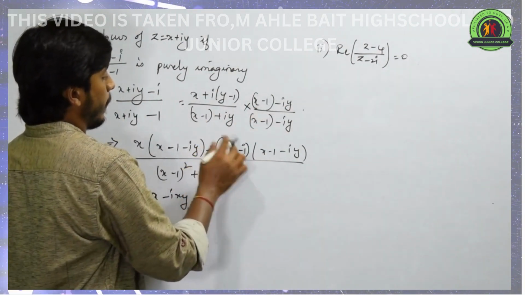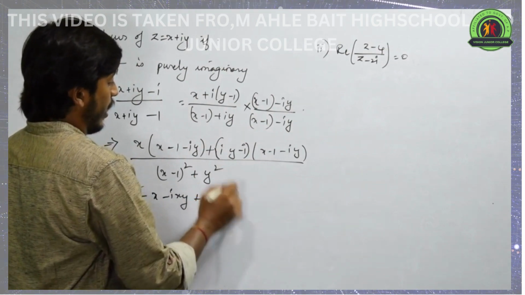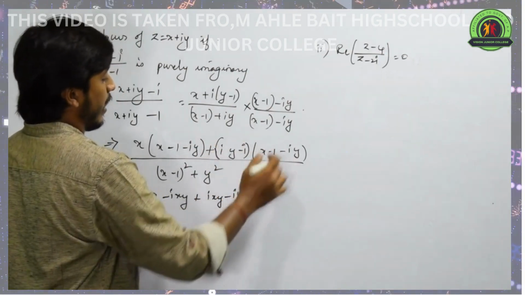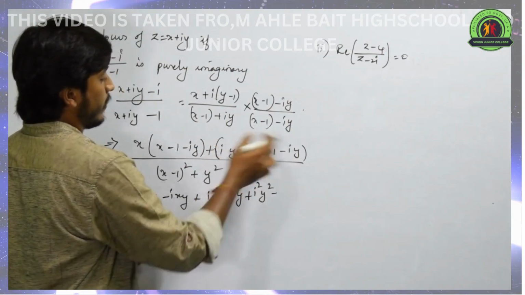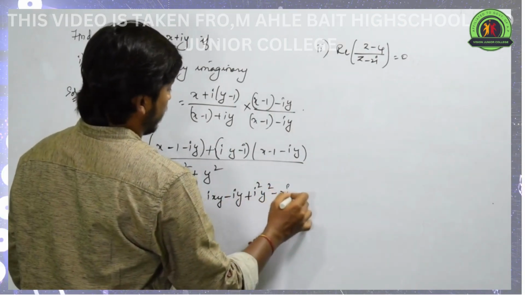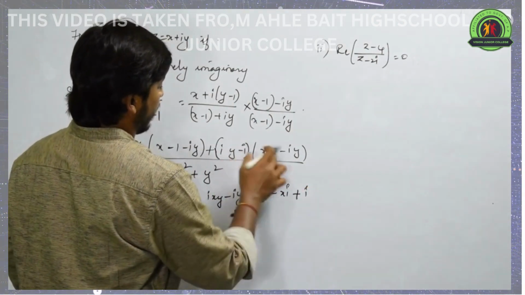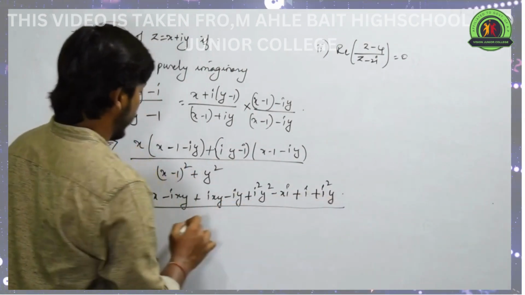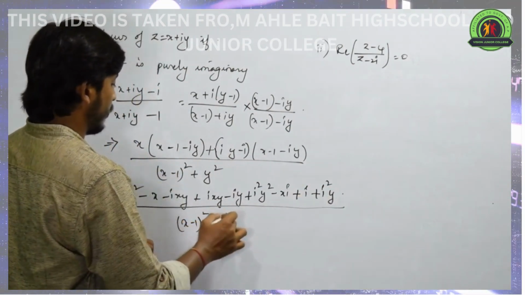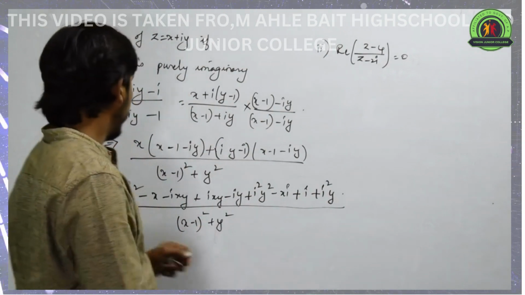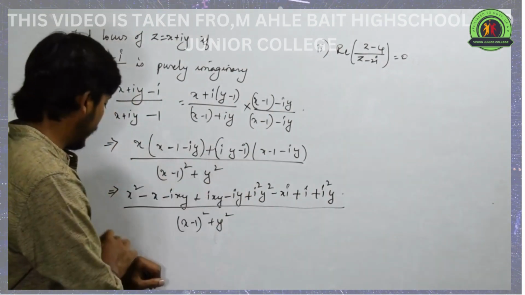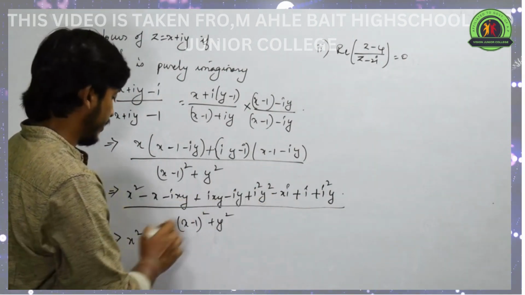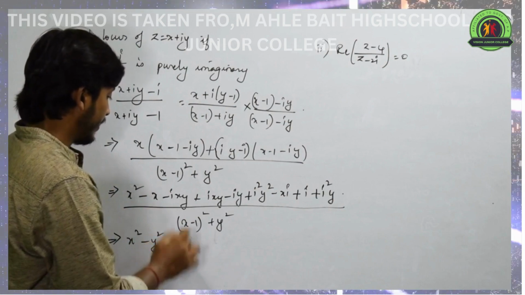That will be ixy minus iy, and plus i square y square. Then next let us multiply i minus x i minus i, and here again plus i square y, whole divided by (x minus 1) whole square plus y square. Clear? So, let us bring all singular terms to one side, x square. Next, where is y square? Here it is y square, that is nothing but minus y square, and next minus x.